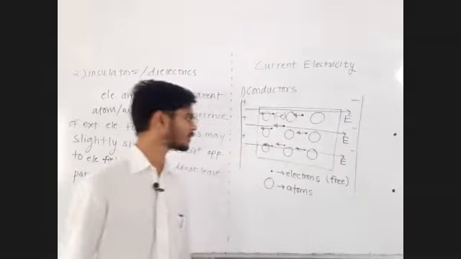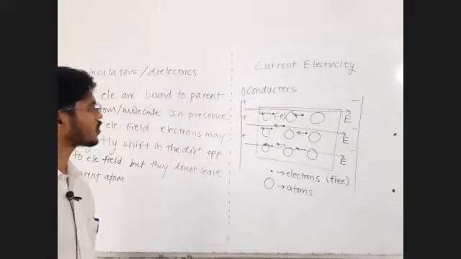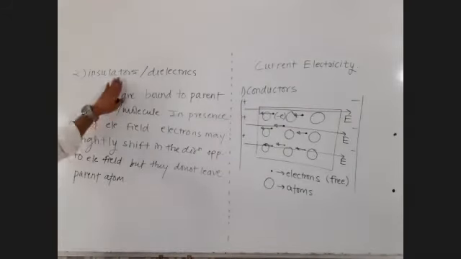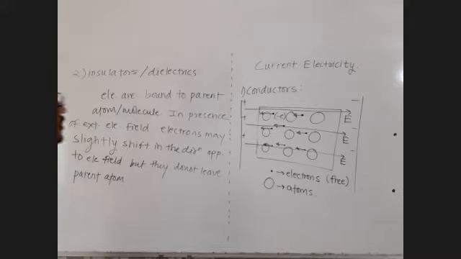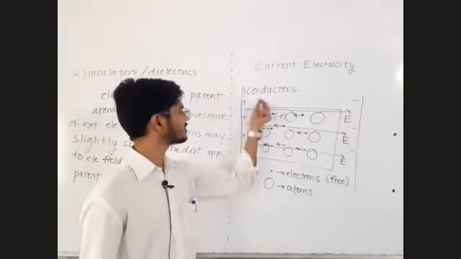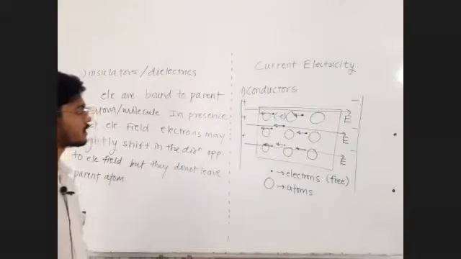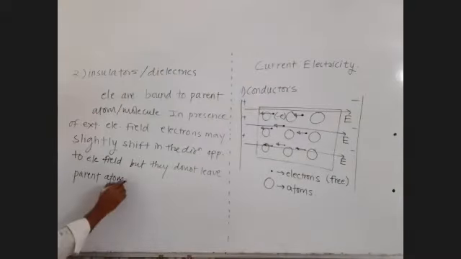So you cannot develop current. Current means flow of charges. There cannot be flow of charges in the insulators. But there can be flow of charges in the conductors. Okay, full stop.